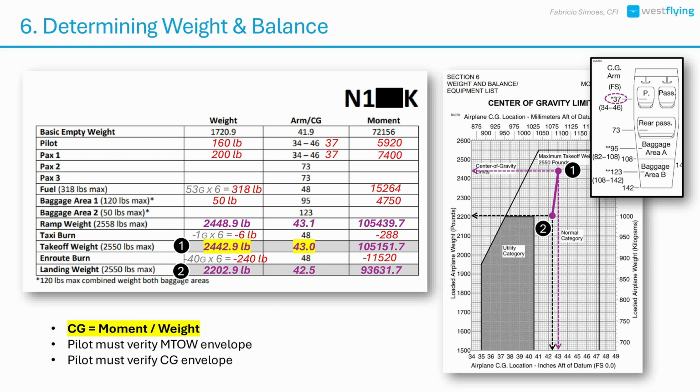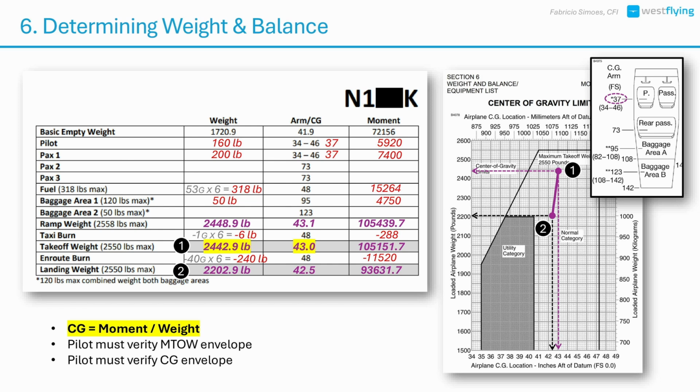Remember, each gallon of fuel weighs 6 pounds. In this example, let's say we are bringing 50 pounds of luggage. Adding all up, we have a total weight of 2,448.9 pounds, and that's our total ramp weight. If we assume we will have a short taxi and burn about 1 gallon of fuel before taking off, it means we will be taking off with a total of 2,442.9 pounds.